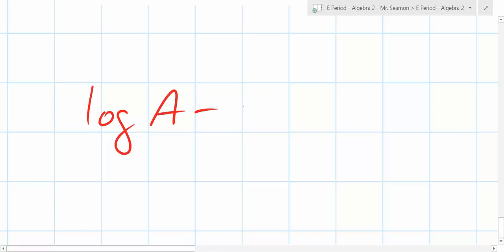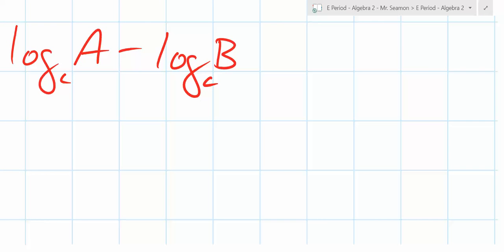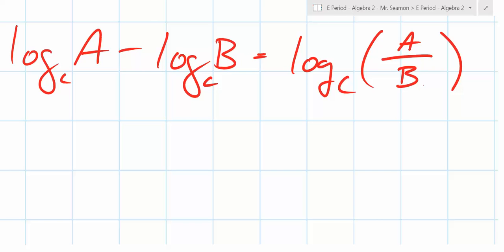Anybody want to guess as to what they think log of A minus log of B is going to be? They have the same base. So let's say they have log base C. It doesn't really matter. They have to have the same base. What do you think is going to happen when you have subtraction? It's division. So what do you think this is going to equal, Aubrey? Log base C of what? A over B. Yeah. So when you subtract, it turns into division. When you add, it turns into multiplication. They go both ways.